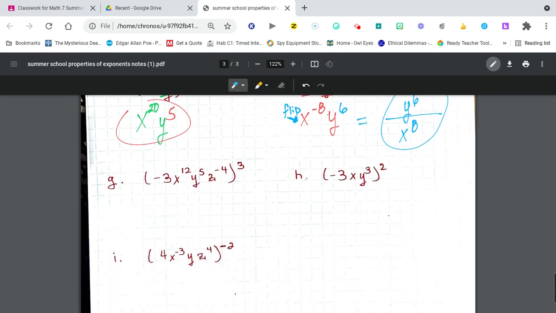Okay, let's take a look at the last 3. So let's look at G. Okay, I'm going to keep the negative 3.